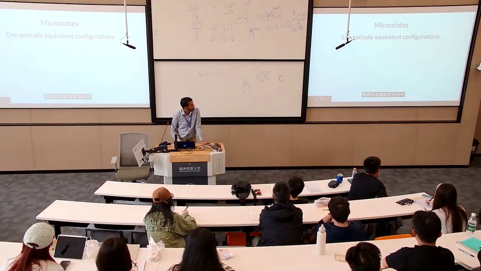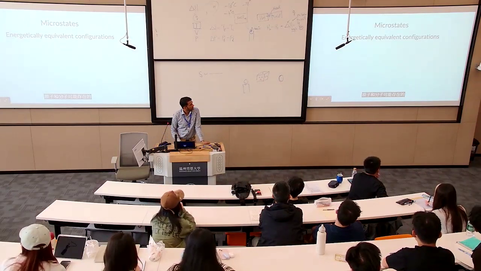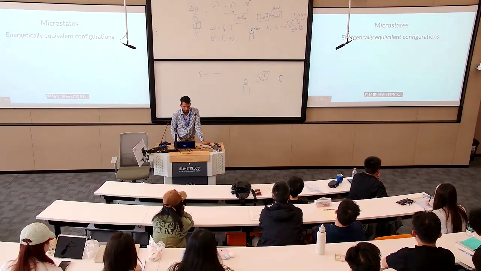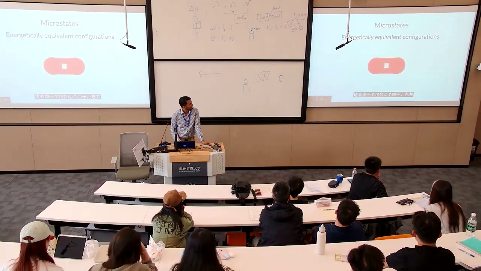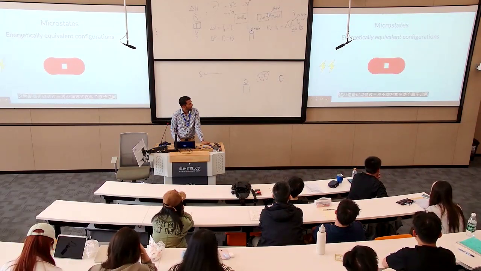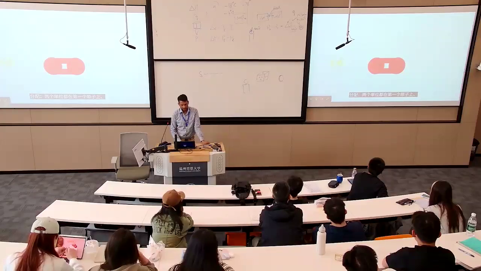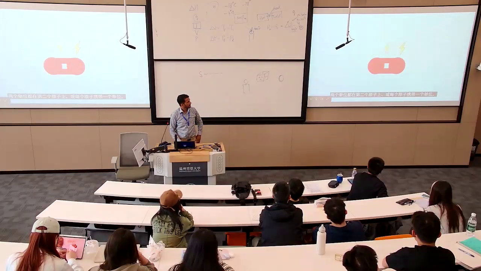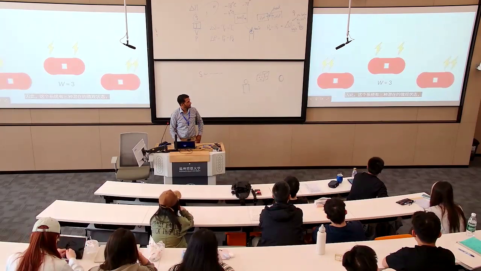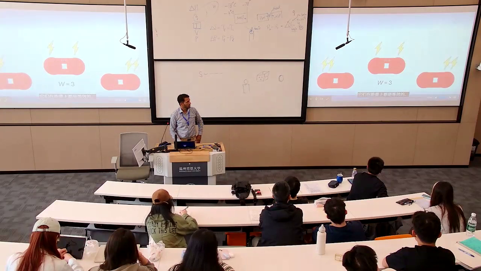Microstates are the distinct, energetically equivalent configurations that are possible for the atoms and molecules in a given system. Consider a system that contains 2 atoms with a total of 2 units of energy. This energy can be distributed between the 2 atoms in 3 different ways: both units with the first atom, both units with the second atom, or 1 unit with each atom. Thus, this system has 3 potential microstates. So this is a seating plan.